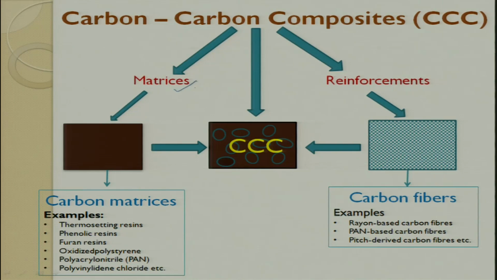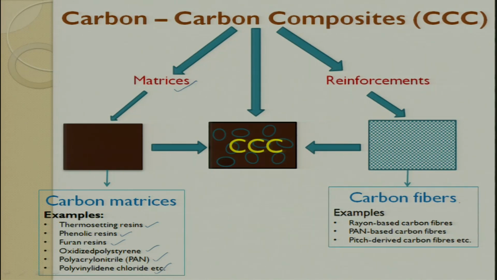So, what are the different types of carbon matrix? Thermoset resins can be thought of: phenolic resins, furan resins, then oxidized polystyrene, then we have PAN resin, then we have polyvinylidene chloride, and so on. You have many more resins which are available. These are all the possible matrices for carbon.